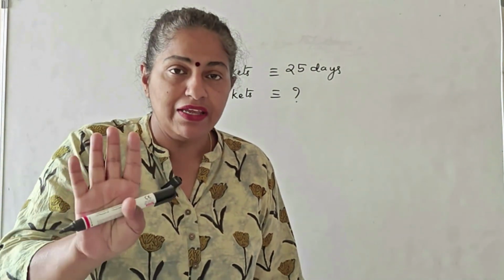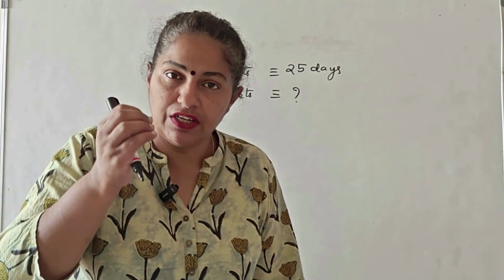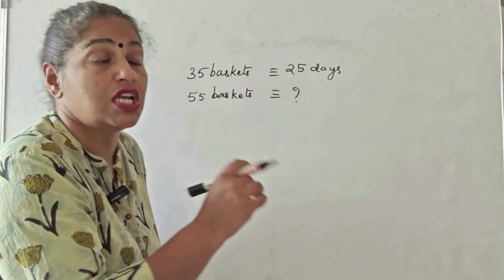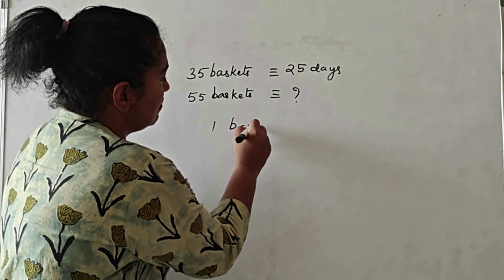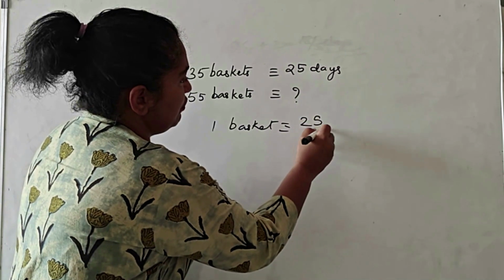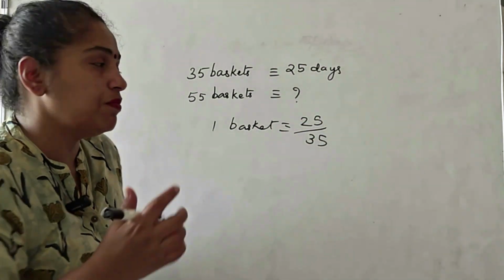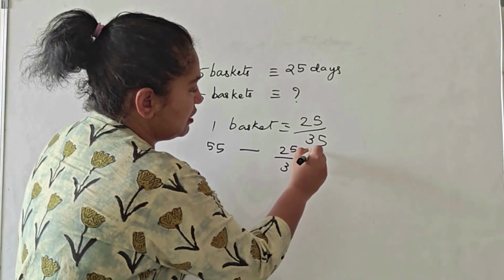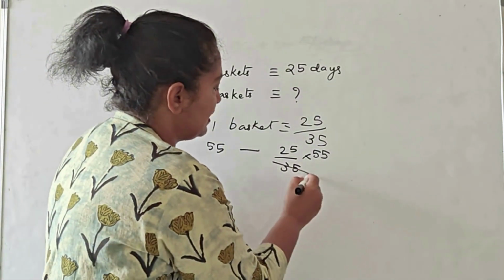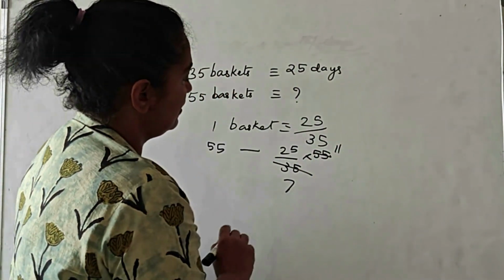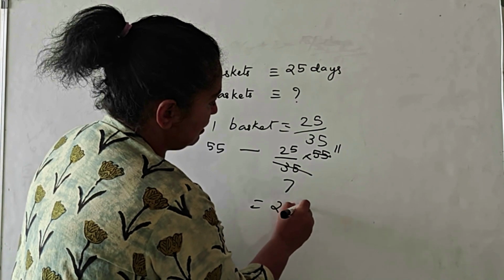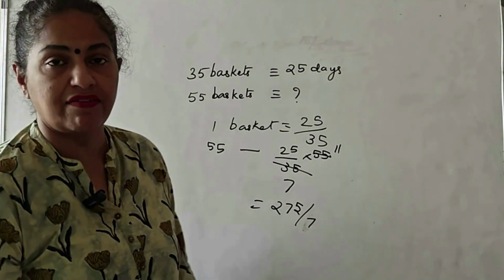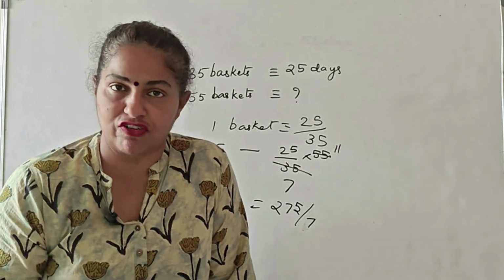Sums like this, you need to use your logic. 35 baskets take 25 days. One basket has to take much lesser. So it is division. So one basket can be woven in 25 by 35 days. Now it's very simple. 55 baskets can be woven in 25 by 35 into 55. Okay, so now let us cancel the common factors, and here you will get 275 by 7. Convert it into a mixed fraction.